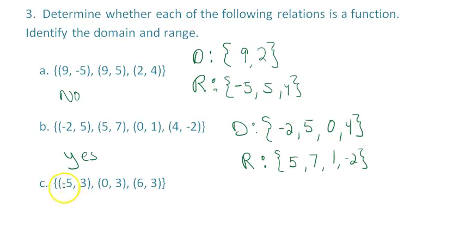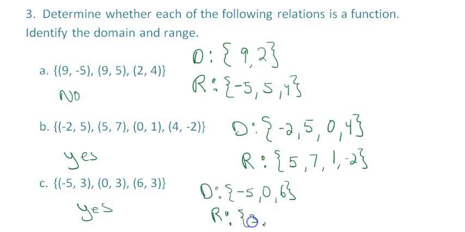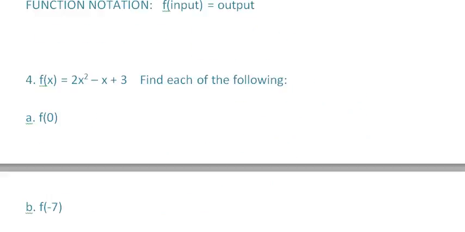And then I have C, again looking for unique x values. So I have -5, 0, and 6. Nothing is repeated. If I were to do a mapping, it would be okay. So yes, this is a function. The domain is going to be my x's, which are -5, 0, and 6. My range will be my y values, 3, 3, and 3. And since it's all the same, I really just can put a 3 in the brackets and move on.